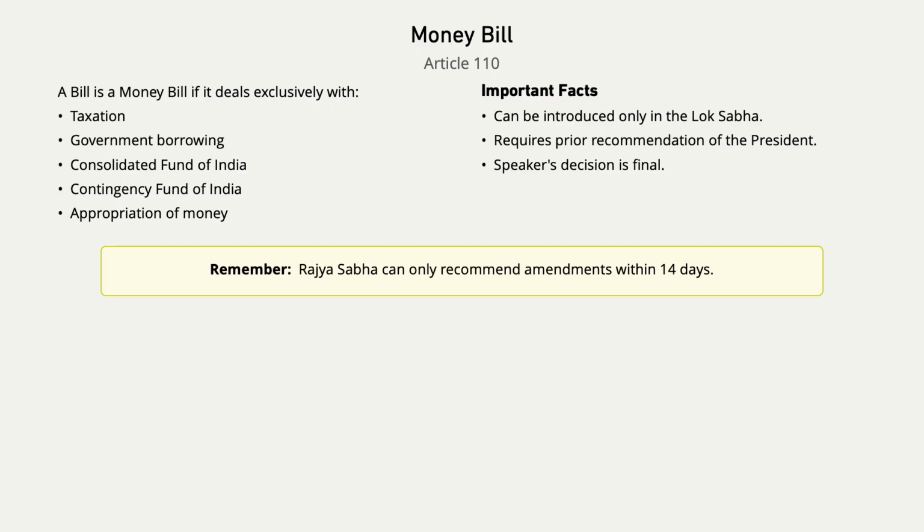Now, money bill. A bill is a money bill if it deals exclusively with taxation, government borrowing, Consolidated Fund of India, Contingency Fund of India, appropriation of money. Now, Contingency Fund of India, I mentioned that it's an emergency fund which is given to the President of India. What is the amount? 500 crores. Okay, and taxation, you know it.